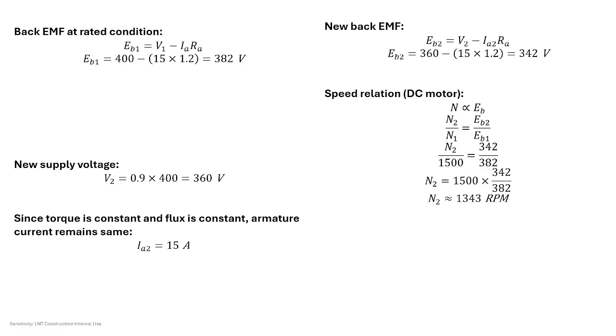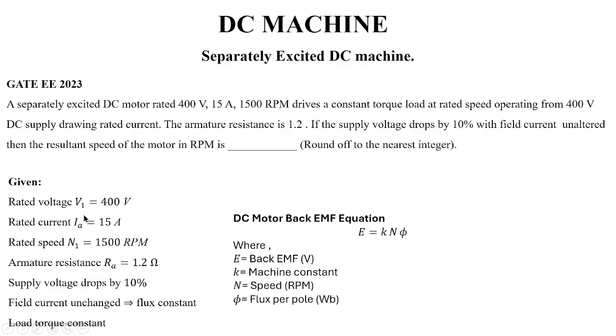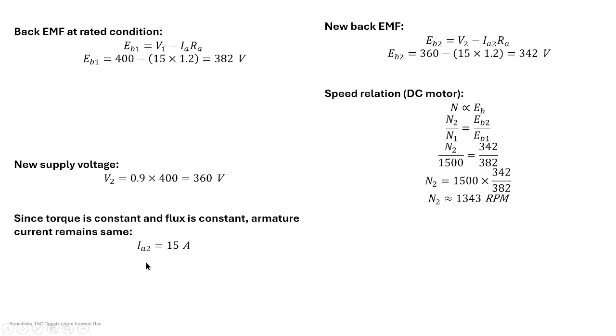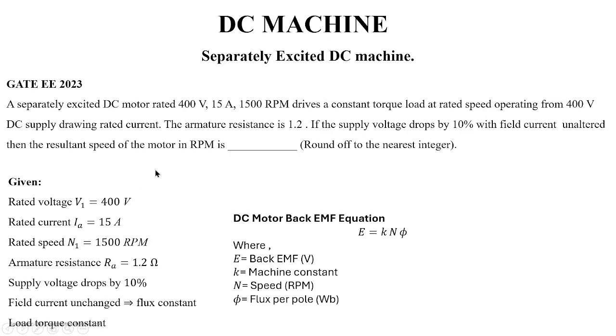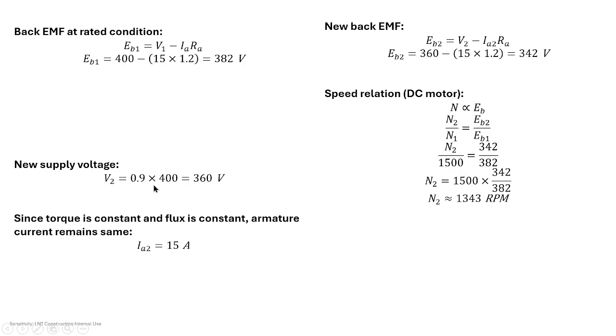So E is equal to V minus IaRa for a motor, and for a generator E is equal to V plus IaRa. In this, V1 is given, and Ia and Ra are also given. So with the help of V1, Ia and Ra, we can find Eb1 is equal to 382 volt. Given that the supply voltage drops by 10%, drops means less. So 100 minus 10% is 90%, and 90% is 0.9. So 0.9 into 400 is equal to 360 volt.